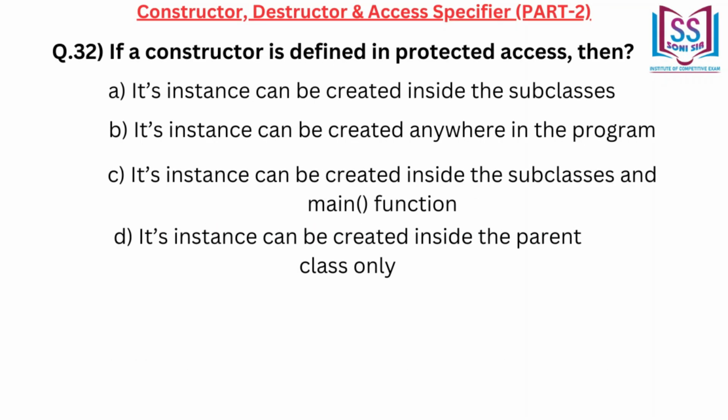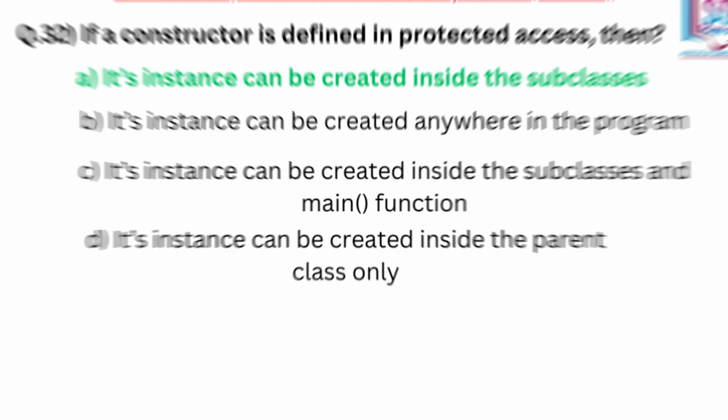If a constructor is defined in protected access, then A. Its instance can be created inside the subclass. B. Its instance can be created anywhere in the program. C. Its instance can be created inside the subclass and main function. D. Its instance can be created inside the parent class only. Correct answer A. Its instance can be created inside the subclass.